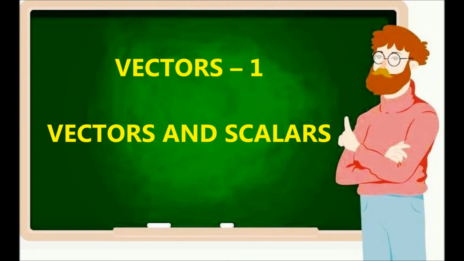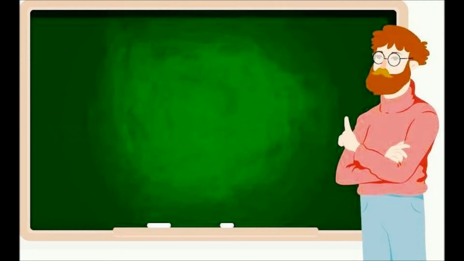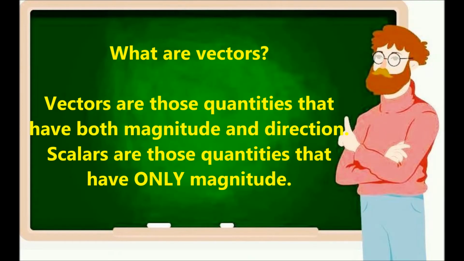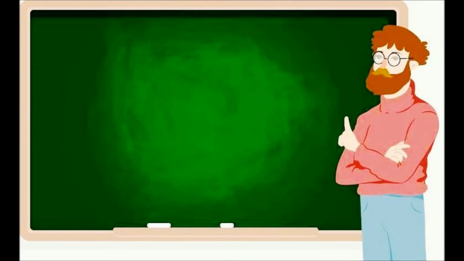Vectors is a very interesting and very powerful chapter. The first unit is vectors and scalars. First we must understand the difference between vectors and scalars. Vectors are those quantities that have both magnitude and direction. Scalars are those quantities that have only magnitude.